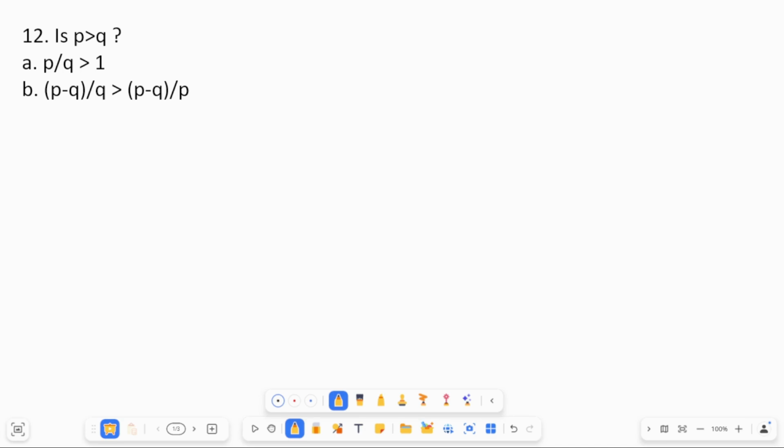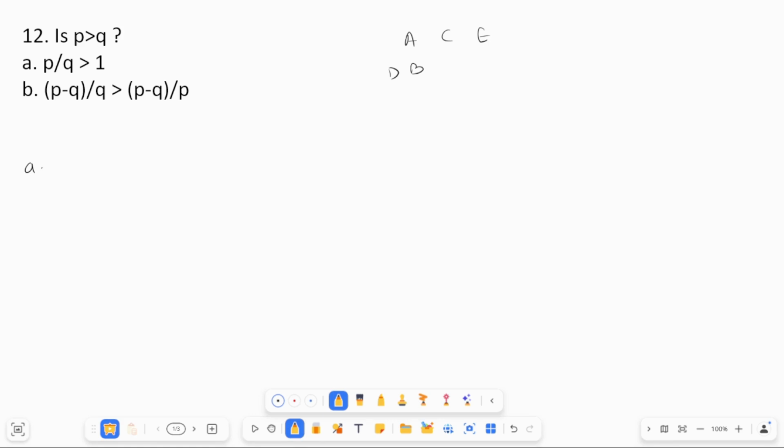Let's see. The first question says, is P greater than Q? The first statement is P over Q is greater than 1, and the second statement says that (P minus Q) divided by Q is greater than (P minus Q) divided by P. Let's write down the 5 options here: A, B, D, C, E.